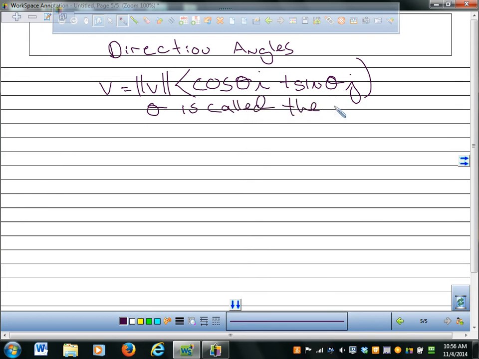direction angle. Yes, sir. You forgot to close your angle bracket. Thank you. Direction angle.